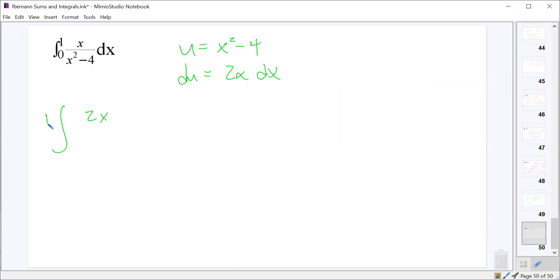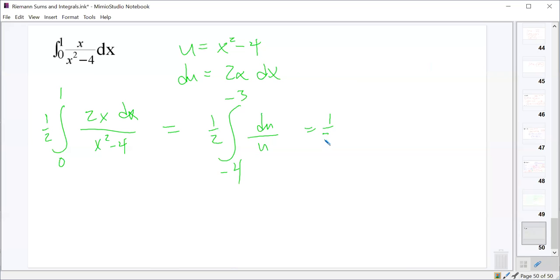We need a 2 up there. We need a 1/2 outside. So we got 2x dx over x squared minus 4, which then allows us to make this 1/2 the integral of du over u. But our limits have to change. Right? This was still 0 to 1. But when I change it into u, it becomes -4 to -3.